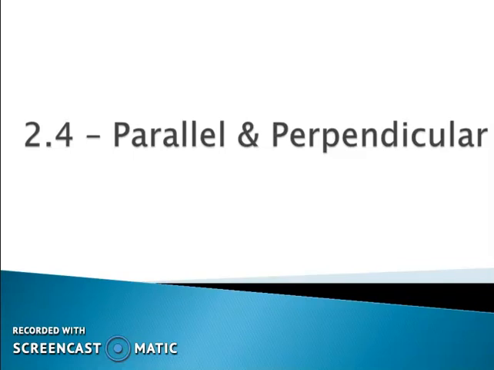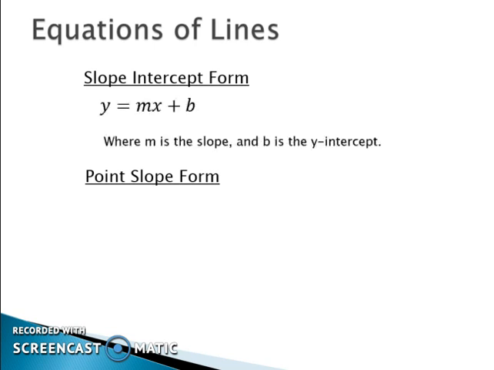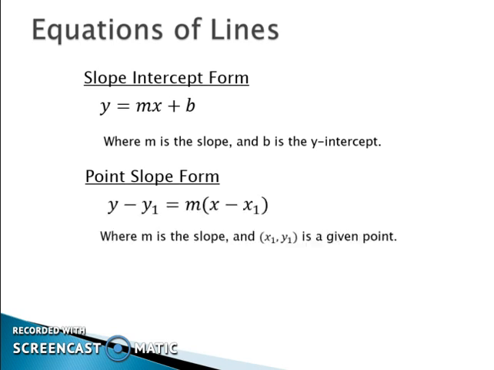Welcome to 2.4, Parallel and Perpendicular. First we need to know a couple equations of lines. Slope-intercept form is y equals mx plus b, where m is the slope and b is the y-intercept. Point-slope form is y minus y1 equals m times the quantity x minus x1, where (x1, y1) is the point and m is the slope.